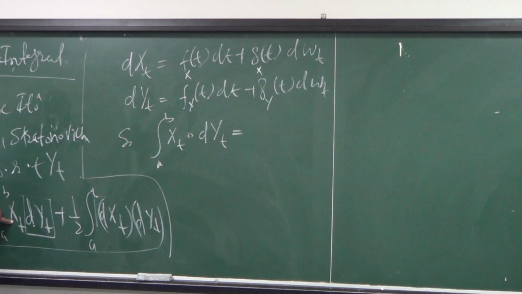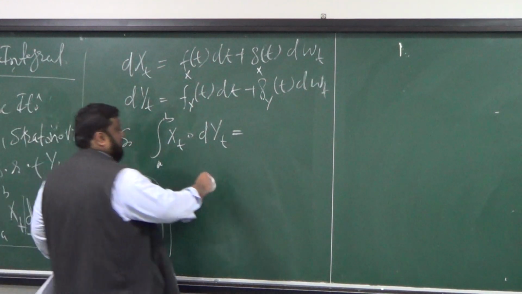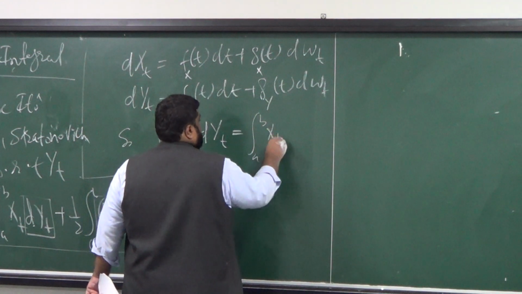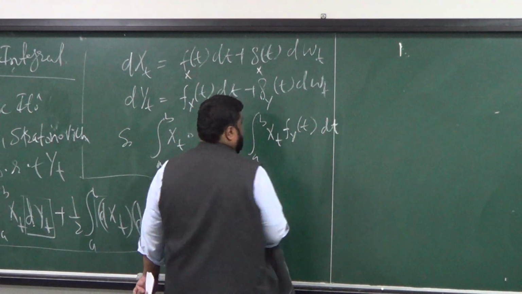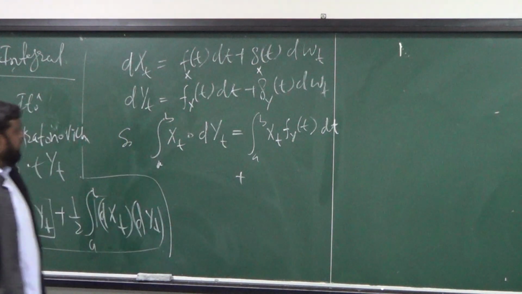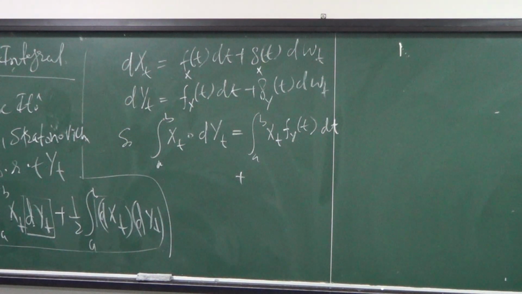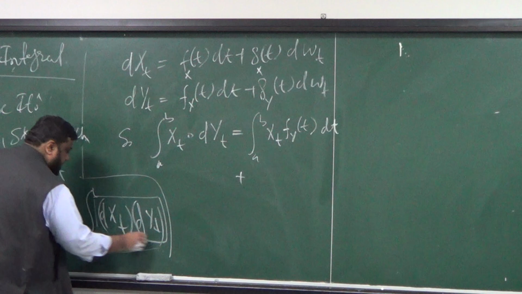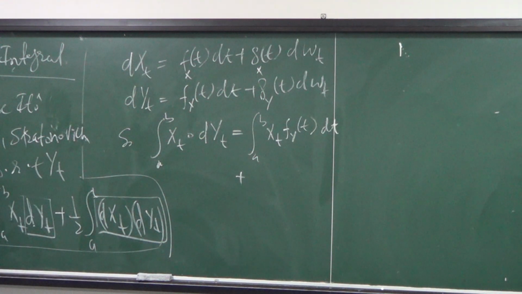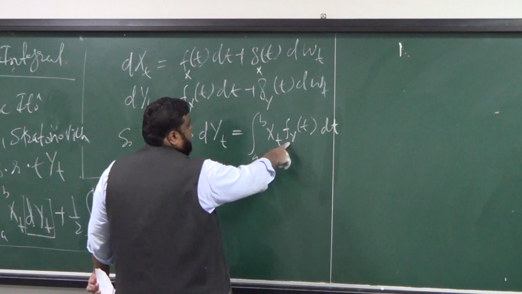So xt fy of t dt, right? So the integral from a to b of xt fy of t dt. And gy of t, this is just a product, it does not come inside the integral here. I'm just substituting the value of dy. If you substitute the value of dy, what are you going to get? Right. So the first thing is going to be xt fy dt.